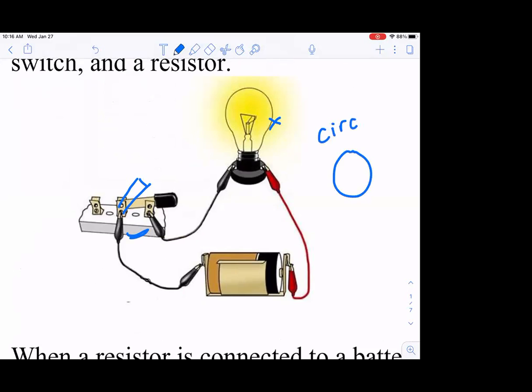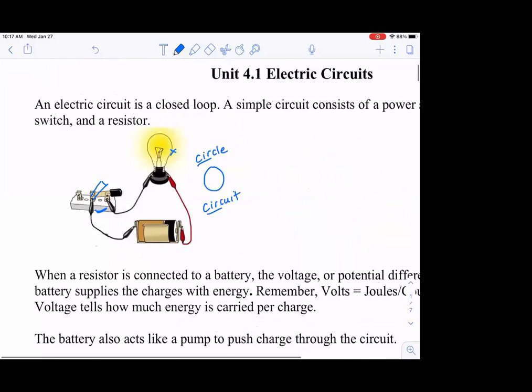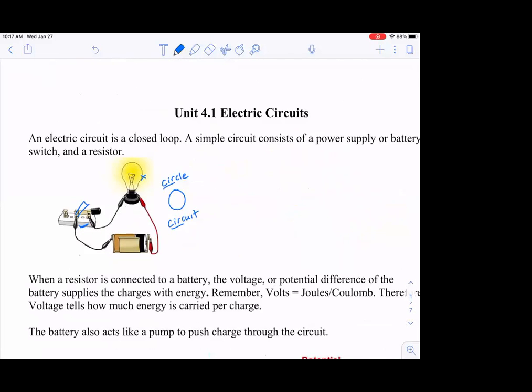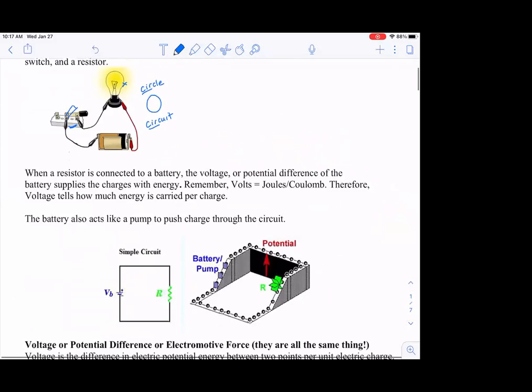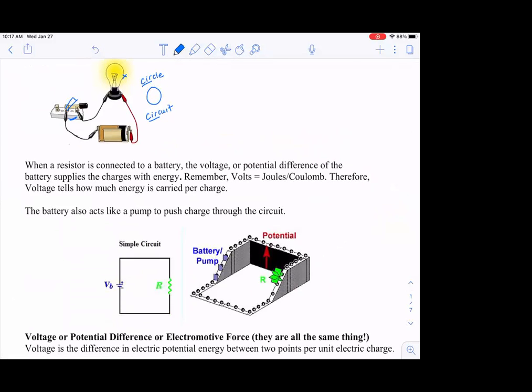I like to think about the word circle and circuit having the same root and meaning a closed loop. Well, a circle is actually the locus of points equidistant from a center point, but also thinking of a circle as a closed loop. Okay, let's think then about what voltage is and what resistance is.